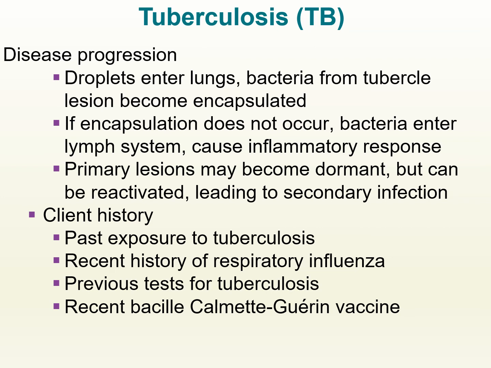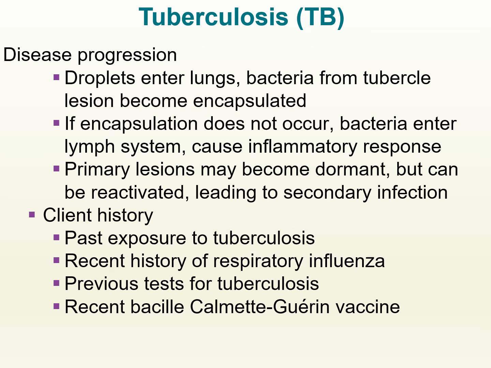The progression of the disease occurs as the droplets enter the lung, and then the bacteria from the tubercle become encapsulated. If the encapsulation doesn't occur, then the bacteria enters the lymph system, and that causes inflammatory response. Primary lesions can become dormant, but they are often reactivated, and this usually happens if somebody is immunocompromised or they have another infection in the body.